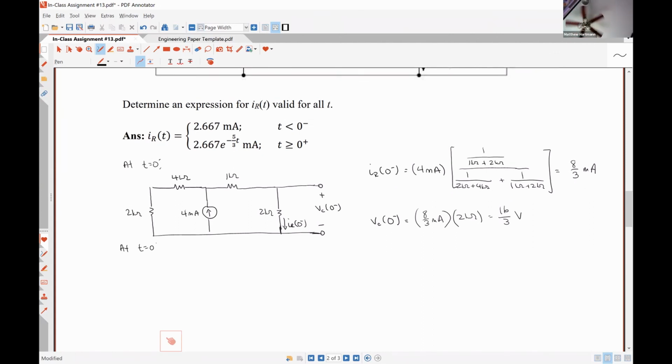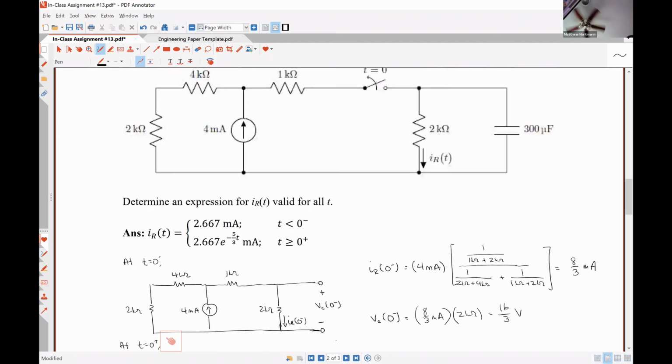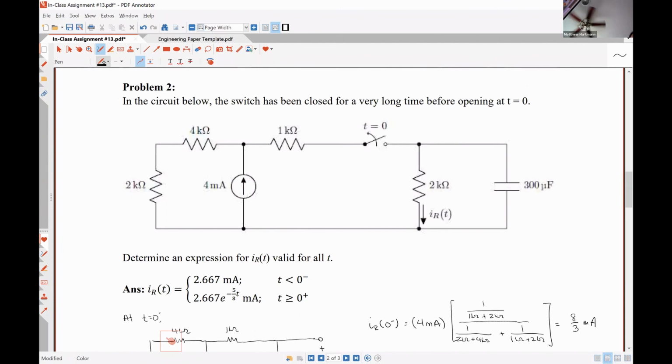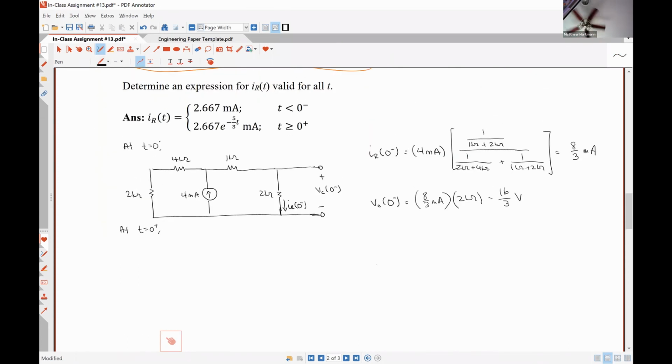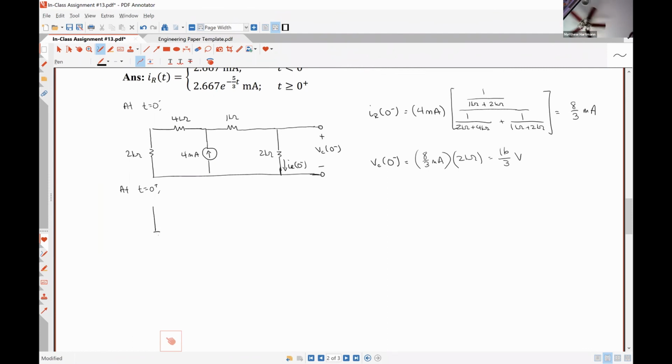All right, so at t is equal to 0 plus, let me ask you guys a question. Once that switch opens up, is this portion of the circuit actually doing anything at all to the capacitor? No, sir. No. So I'm just going to stop drawing it because it's redundant information. Doesn't help anything. So I'm left with a 2 kilo ohm resistor through which my current IR at 0 plus will flow. And what am I going to do with my capacitor here? Anybody have any ideas?